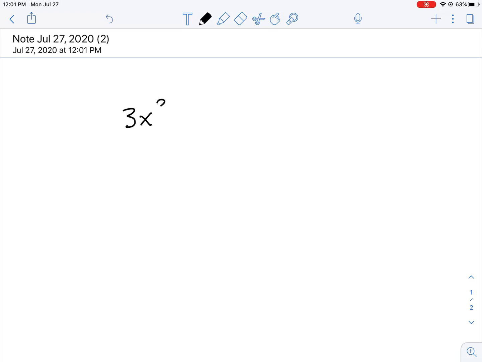Okay, in this problem, we're going to look at another video example of how to use the quadratic formula. So number one, always make sure it's equal to 0. In this problem, it already is. The next step is to identify your A, your B, and your C. In this case, A is 3, B is -8, and C is 7.